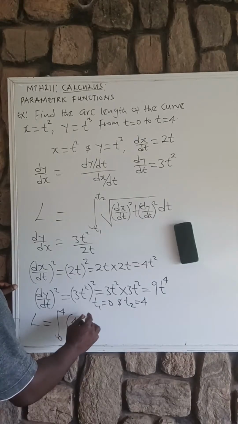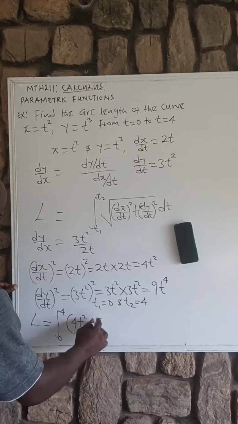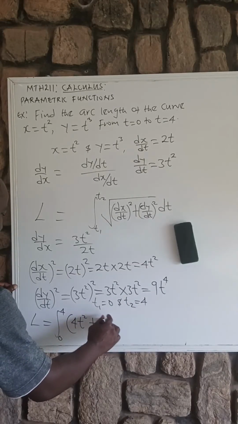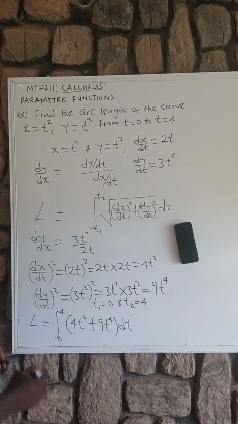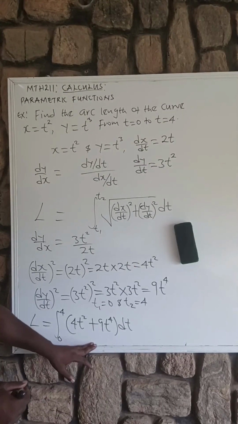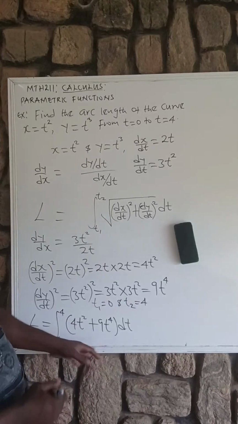4t squared plus 9t raised to power 4 dt, right? Okay. This is how the integral will be.